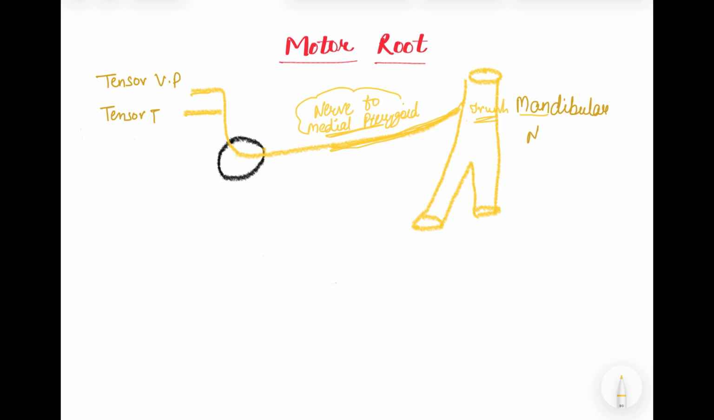This nerve is called nerve to medial pterygoid. So this nerve will pass through your otic ganglia without any interruption. Without interruption, the fibers will pass through it, supplying 2 muscles, that is your tensor veli palatini, and second one is tensor tympani. So this is the motor root. Without interruption, it will supply the two muscles over here, right?